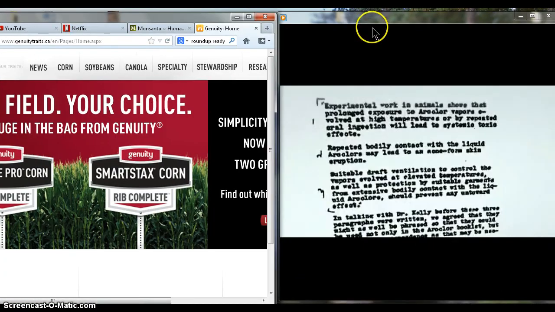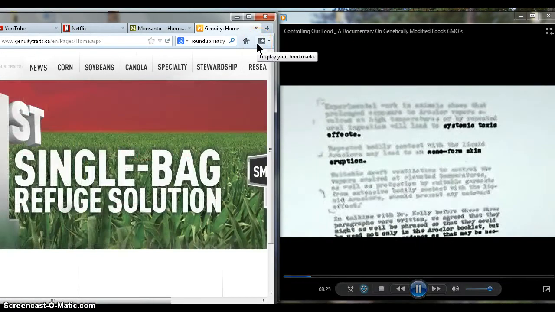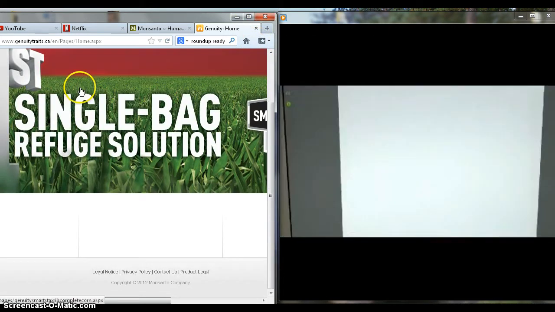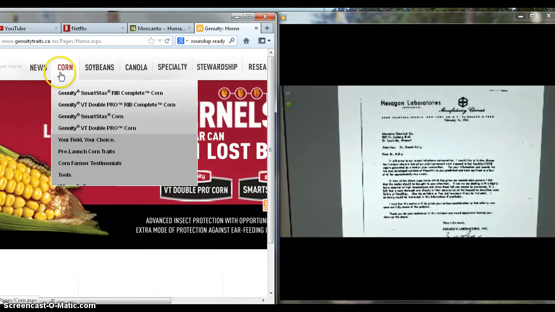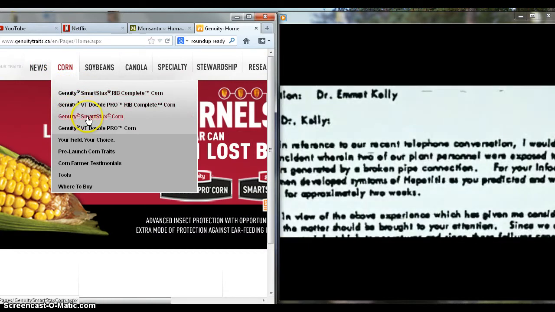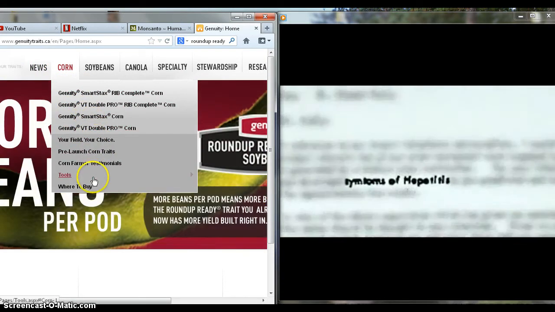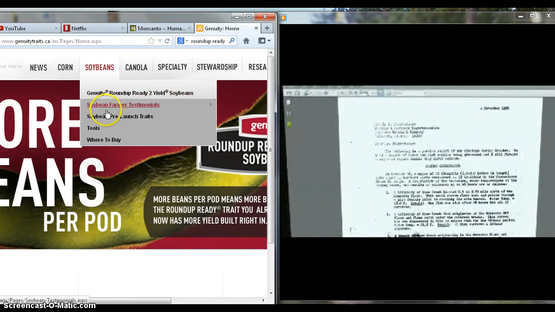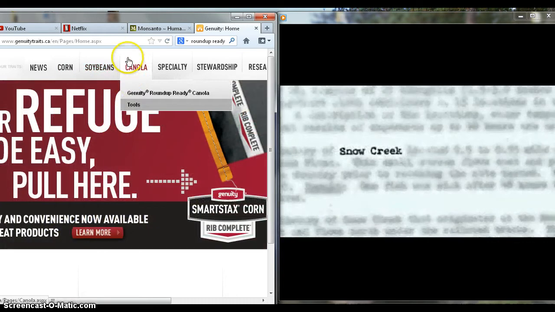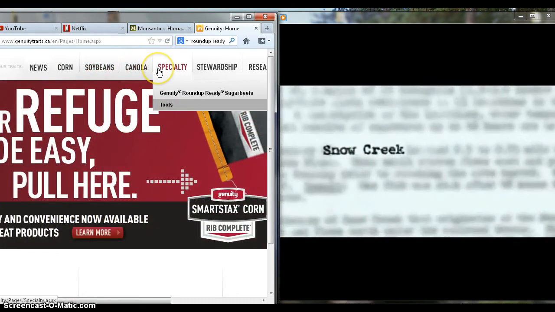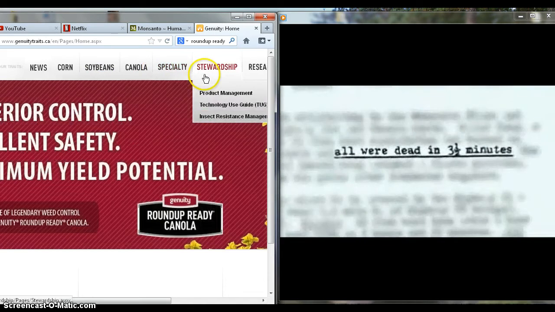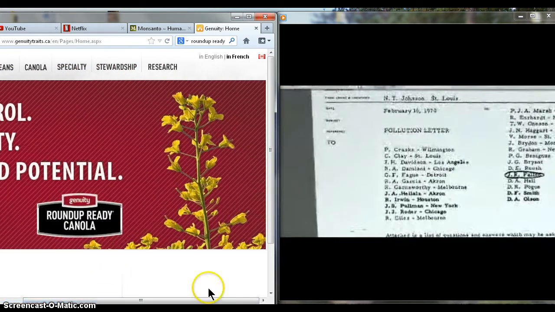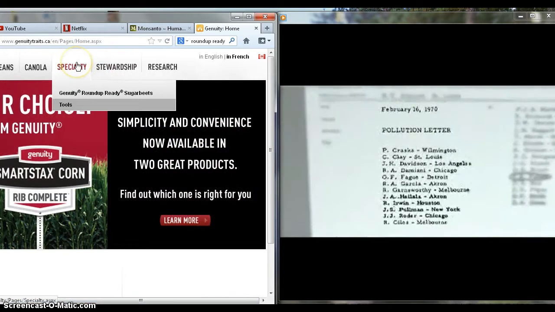In 1937, exposure to PCBs provokes systemic toxic effects and acne-form skin eruption. In 1961, two workers developed hepatitis symptoms after a pipe broke in a factory using PCBs. In 1966, Monsanto scientists placed fish in Snow Creek's water. All were dead in 3.5 minutes. Pollution, a letter addressed to sales executives in 1970.